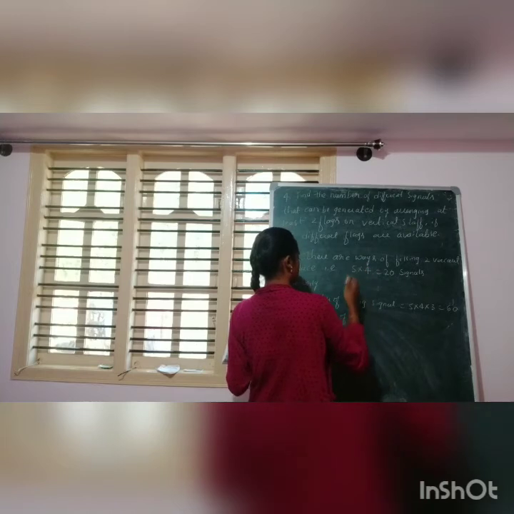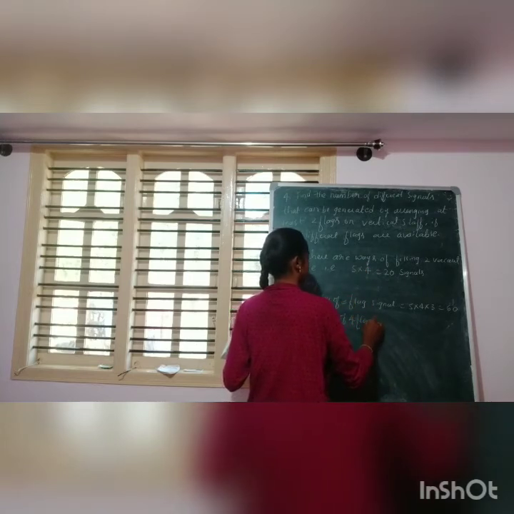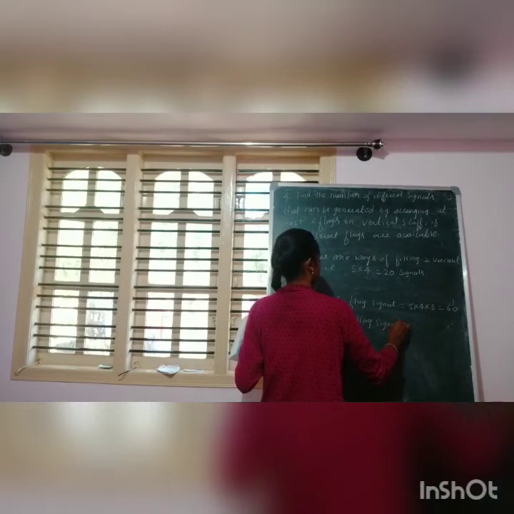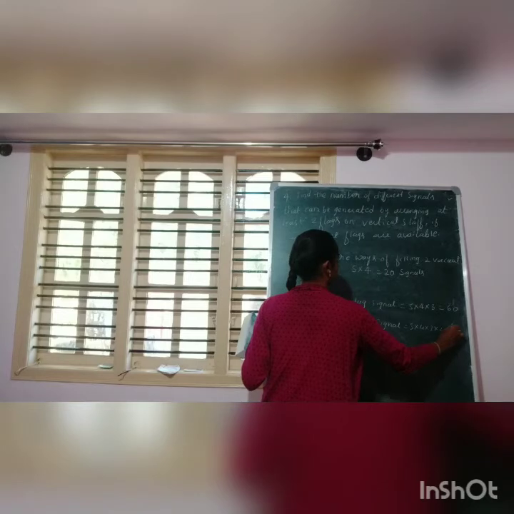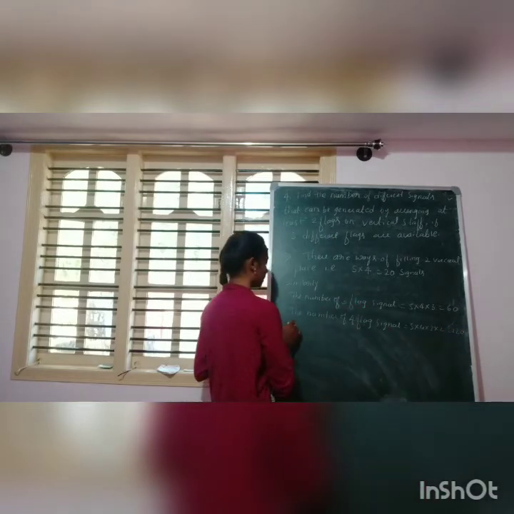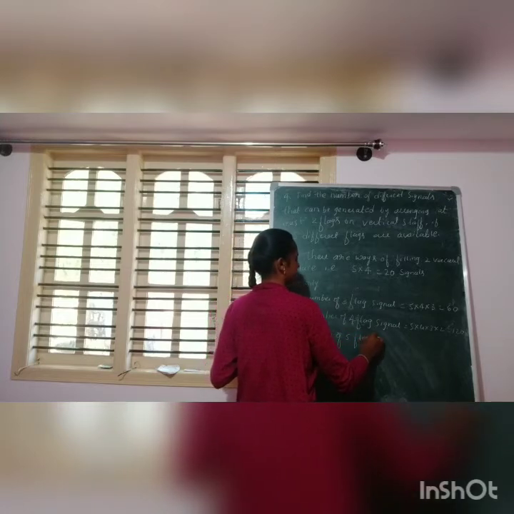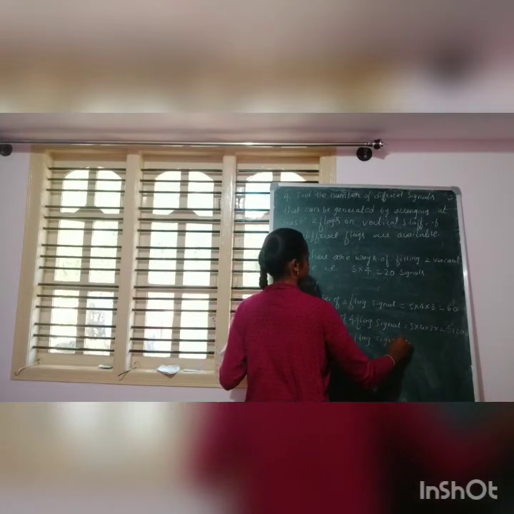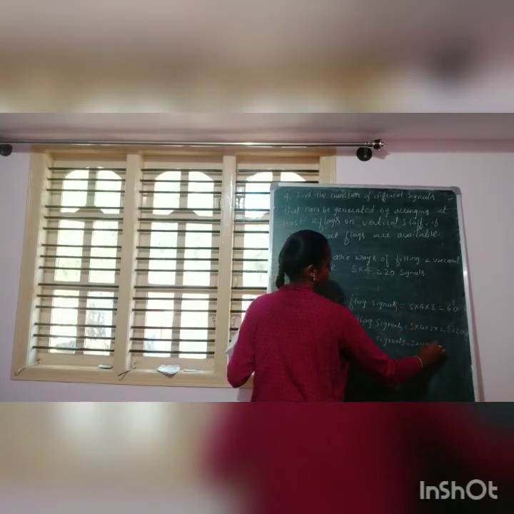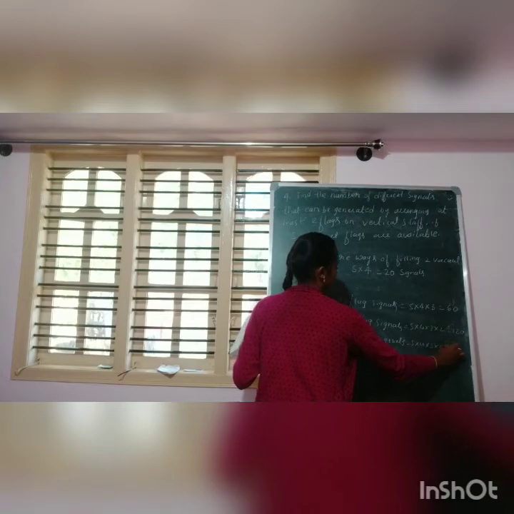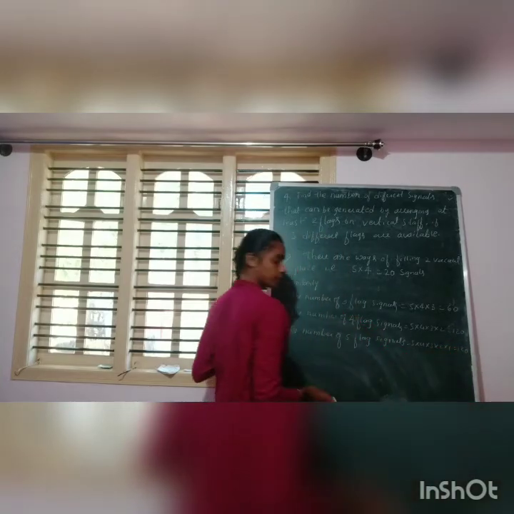So here is a 2, here is a 3, and here is a 4 flag signal. 5 into 4 into 3 into 2 is 120, and the last is the number of 5 flag signals, which is 5 into 4 into 3 into 2 into 1, again 120.